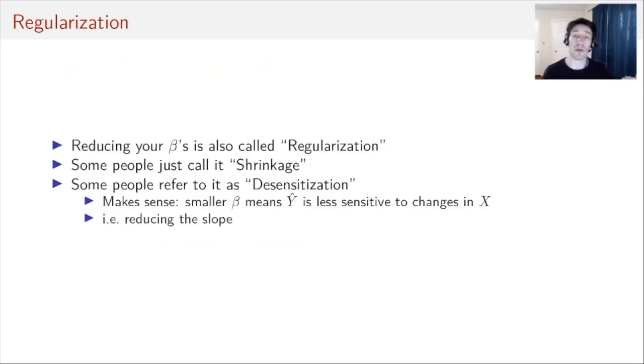This principle is called regularization. So regularization just means reducing the magnitude of your betas to reduce the variance. Some people just refer to this as shrinkage. Other people refer to it as desensitization. I think desensitization actually makes sense. It's a helpful concept because when you think about it, when you make beta smaller, it just means that your y hat is less sensitive to changes in the x, right? It's a lower slope, so one unit change in x leads to smaller changes in the predicted y, so less sensitive y to the x. So I think that's a pretty intuitive way of thinking about this. However, the most common term is regularization.